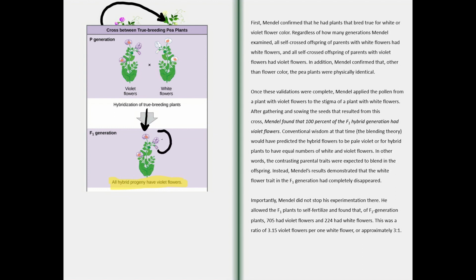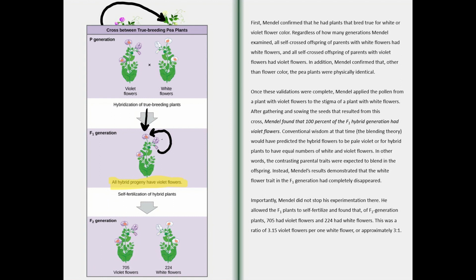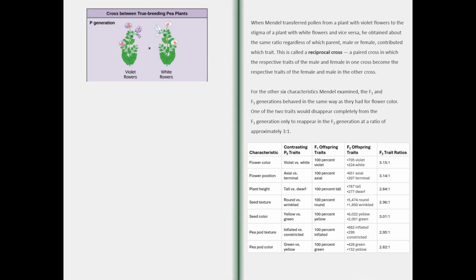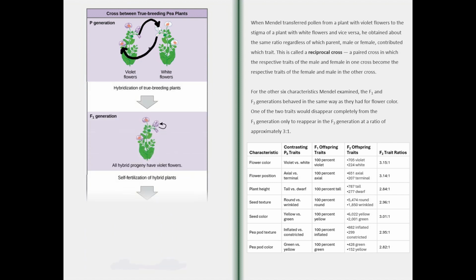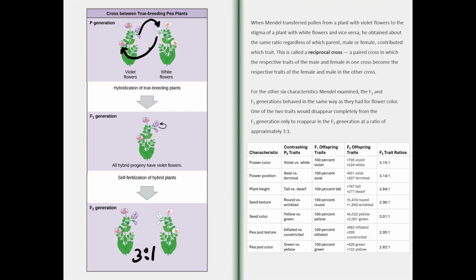He allowed the F1 plants to self-fertilize and found that of the F2 generation plants, 705 had violet flowers and 224 had white flowers. This was a ratio of 3.15 violet flowers per 1 white flower, or approximately 3 to 1. When Mendel transferred pollen from a plant with violet flowers to the stigma of a plant with white flowers and vice versa, he obtained about the same ratio, regardless of which parent, male or female, contributed which trait.